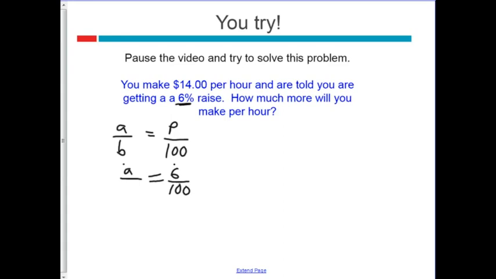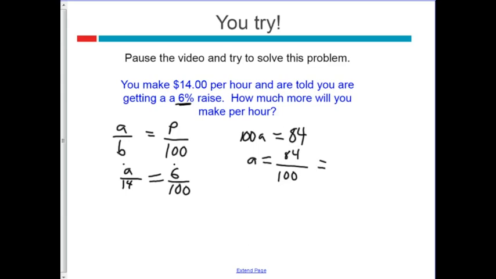So B was my base rate, which was 14. I don't need to put the 0.00 for what I'm doing here. So I get 100A when I cross multiply, equals 6 times 14. 6 times 14 is 84. Hopefully that's what you got when you multiplied that out. And now there's no zeros to cross out, but watch this. So A is 84 divided by 100. If I have 100 times A and I just want A, divide by 100.